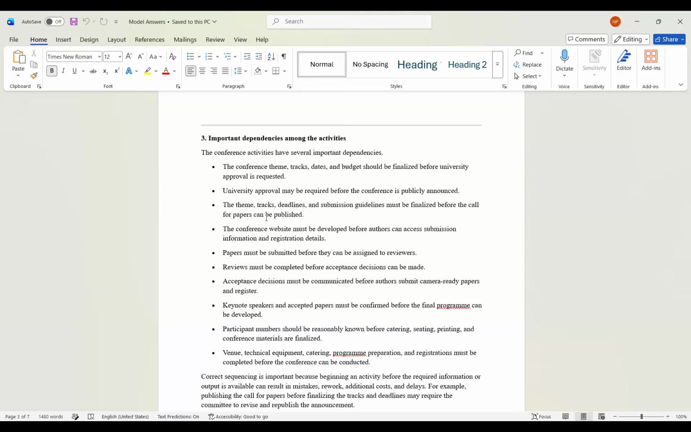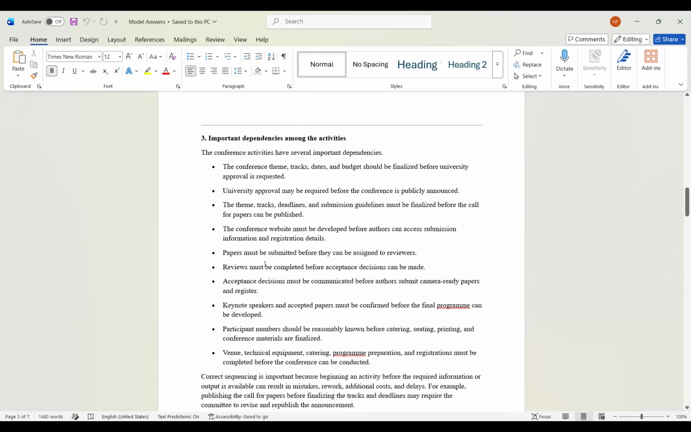The papers must be submitted before they can be assigned to the reviewers. And the reviews must be completed before the acceptance decision. The acceptance decision must be communicated before authors submit any camera-ready papers. And the keynote speakers and accepted papers must be confirmed before the final program can be developed. Participant numbers should be reasonably known in order to manage the catering, seating, printing, and the conference materials.